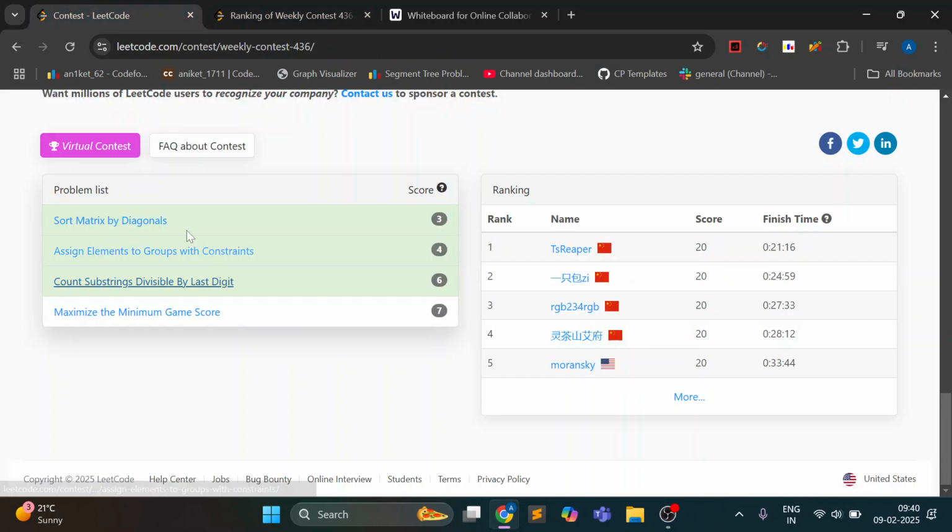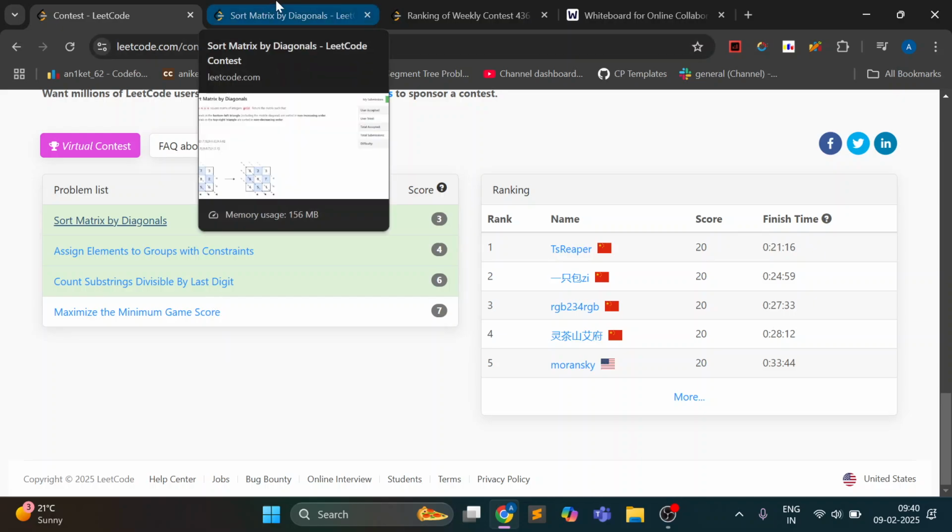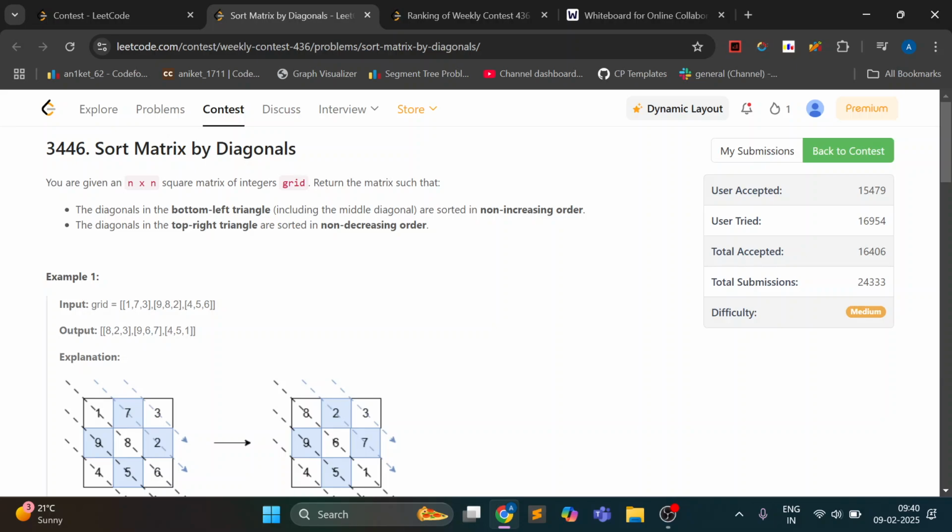And this was an interesting contest, I would say, because the third and fourth problems are not so standard. Solving them requires, they are more CP oriented problems, I would say. So let's just start with the first problem.